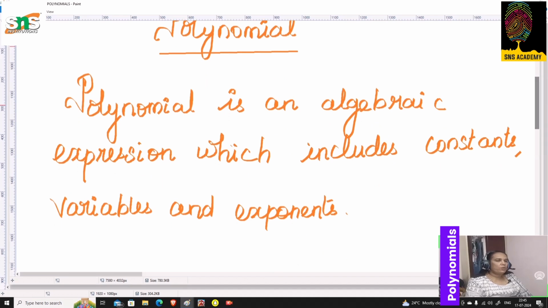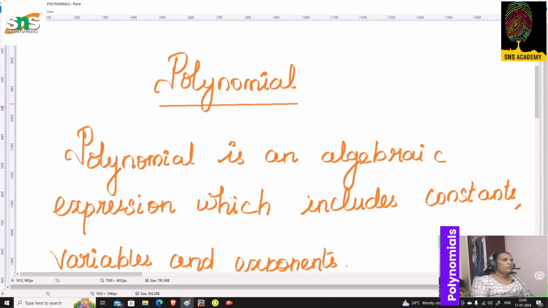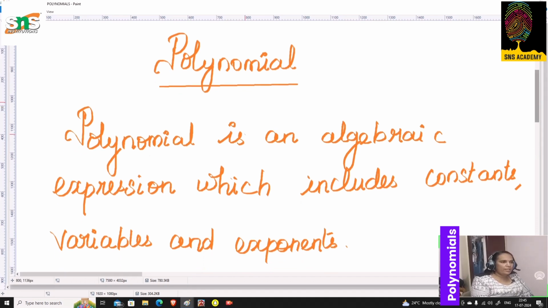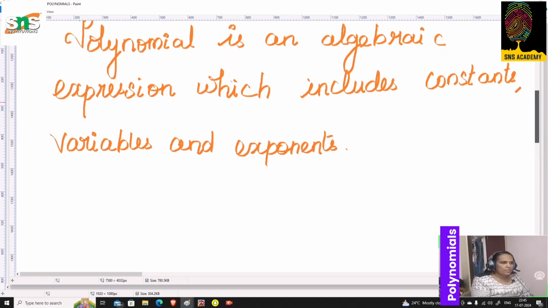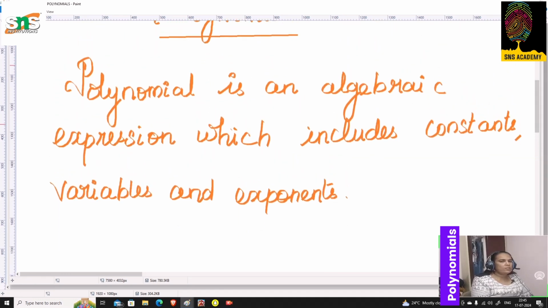The definition of the polynomial. The algebraic expression is also called by another name, polynomial. So a polynomial is an algebraic expression which includes constant terms, variables and also exponents.